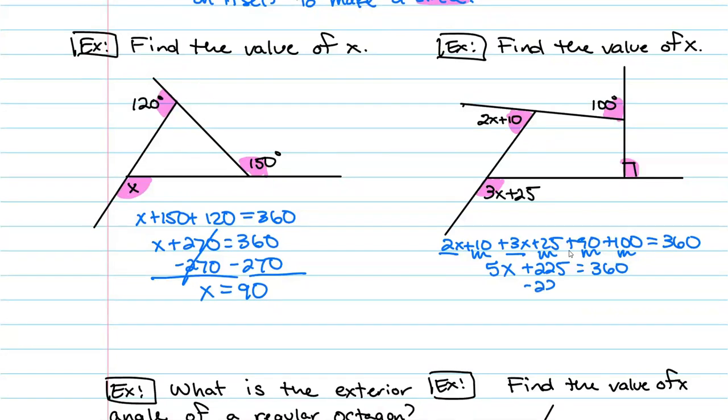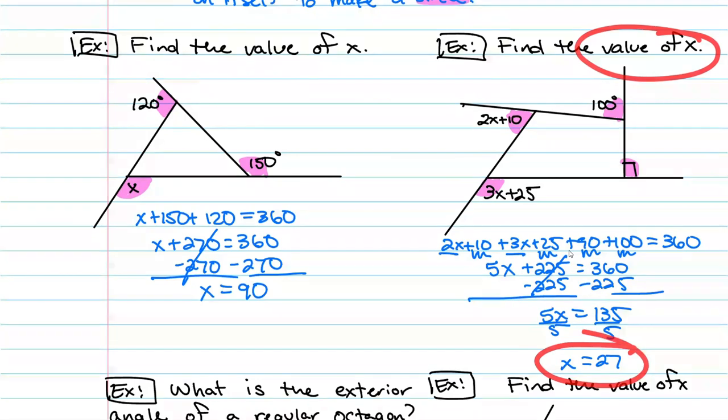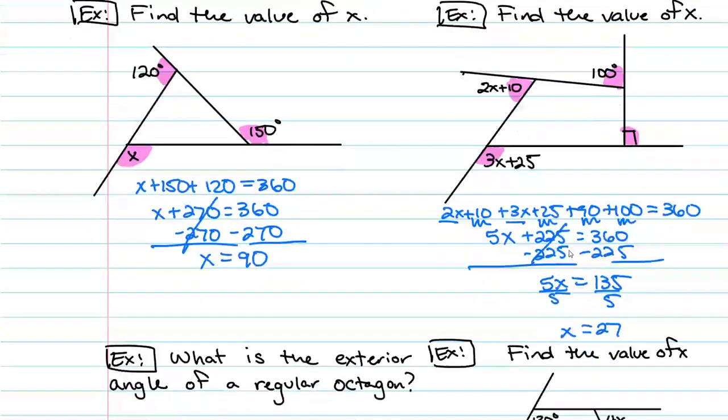Subtract 225 from each side. I get 5x is equal to 135. And then we divide both sides by 5, and you get that x is equal to 27. I didn't ask it last time, but did I answer the question? Yes, they asked me for x, and I sure enough got it. Okay, hopefully this is not so bad.